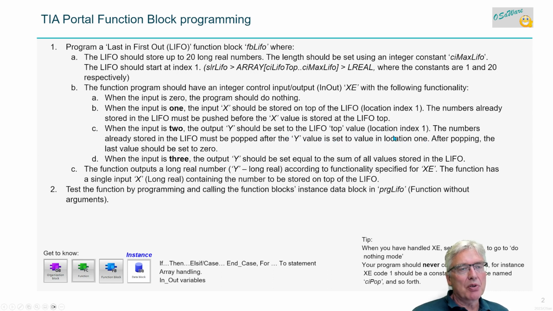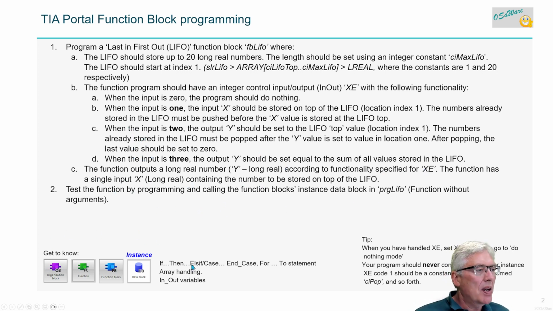So you fetch location 1 for the y value. After popping, the value at the bottom of the LIFO should be set to 0. When the input is 3, the output should be set equal to the sum of all the values stored in the LIFO. So you should have an output y, of course, according to the functionality for inputs 1, 2 and 3. It contains the number to be stored on top. Then test the function.